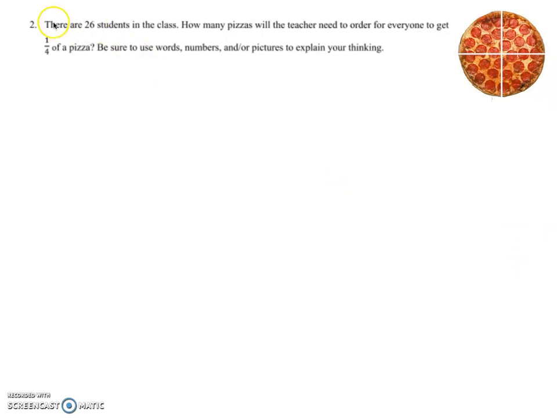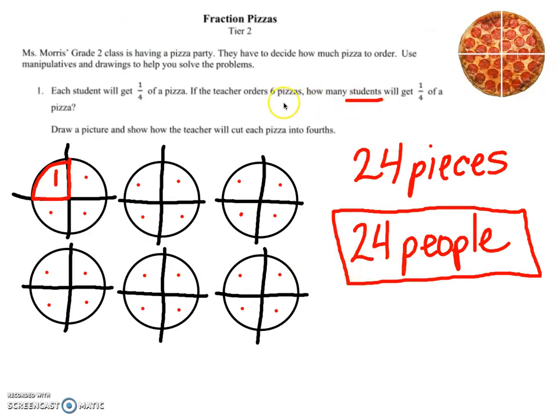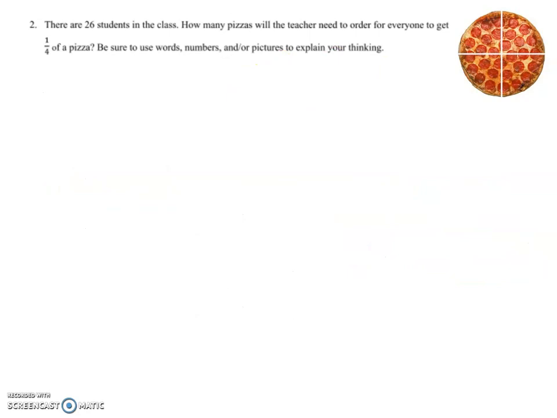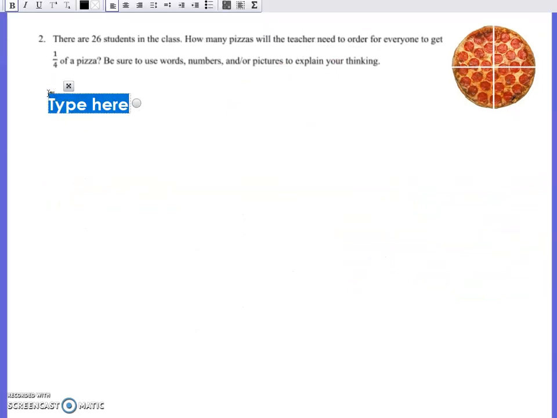Okay, so there are 26 students. Now, what did we find out last time? How many pizzas did we order? Okay, she had ordered 6 pizzas. And we got how many pieces out of it? 24. Okay, so that's not enough, right? Okay, so she needs one more pizza. So 6 wasn't enough, so how about 7 pizzas?